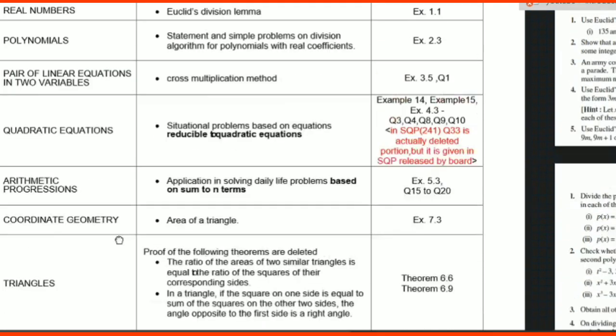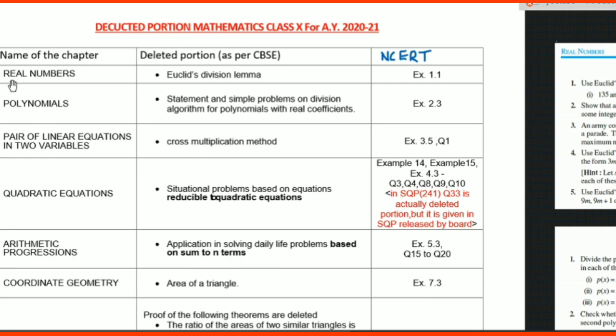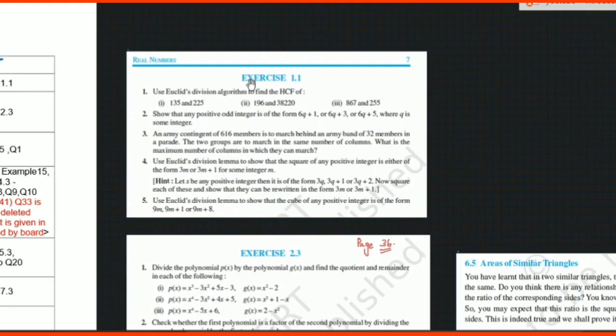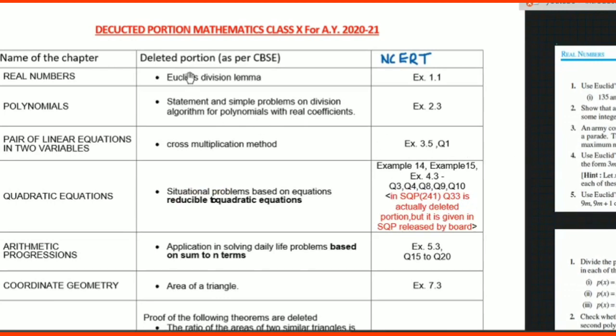So, let's go to chapter number 1, Real Numbers, Euclid's division lemma. The sums based on Euclid's division lemma are in exercise 1.1. I'll just show you the textbook clipping also, this one. Page number 7, exercise 1.1 carries all the questions which are related to the deleted portion from chapter 1, Euclid's division lemma.